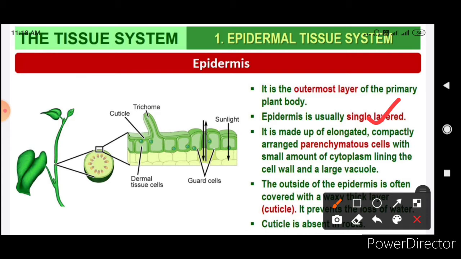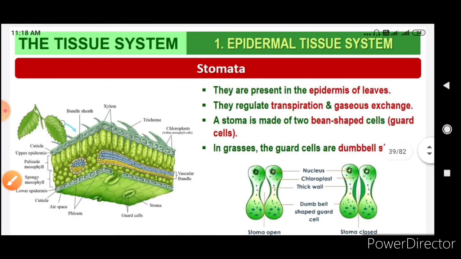The outside of the epidermis is often covered with a thick waxy layer which is called cuticle. This cuticle is required for the prevention of loss of water, and it is absent in roots because there we need the transportation of water.